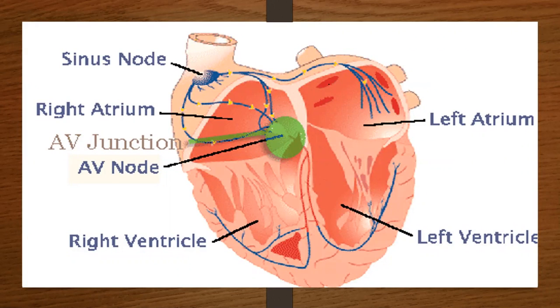Here we see where the AV junction is located. Notice our SA node is here in our right atrium. And then our AV junction and our AV node, and your right ventricle. So that AV junction is located between your right atrium and your right ventricle.